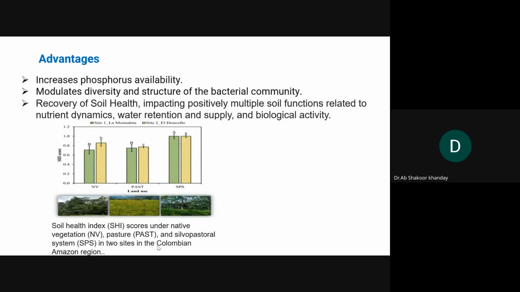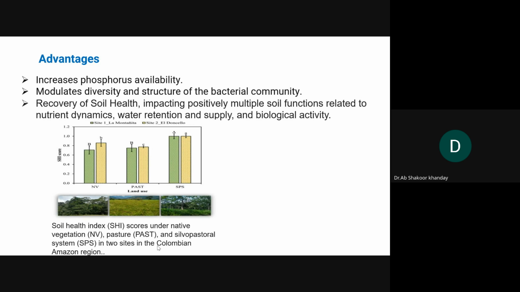So what are the advantages? It has been reported that it increases soil phosphorus availability. It modulates the diversity and structure of the bacterial community. It recovers soil health. It impacts positively multiple soil functions related to nutrient dynamics, water retention and supply, and biological activity.